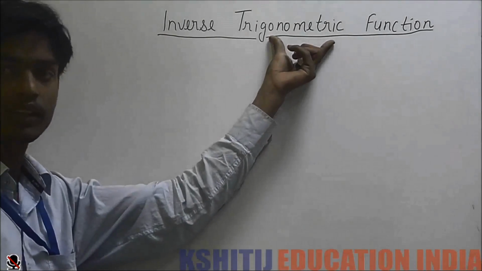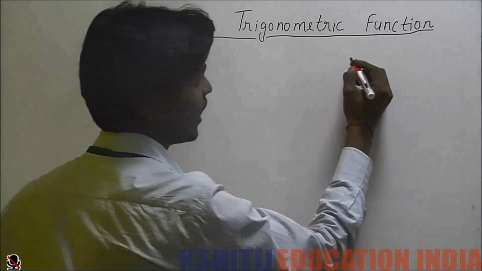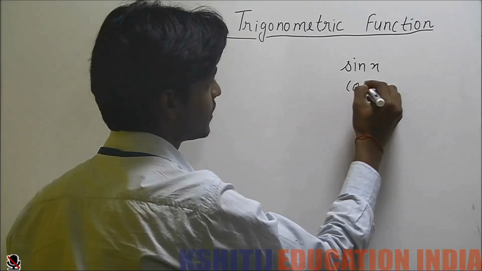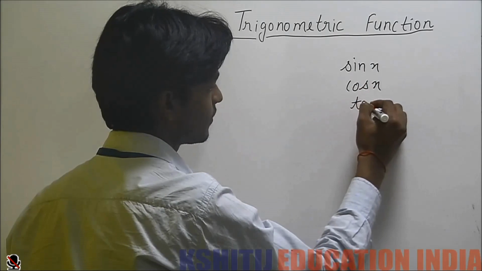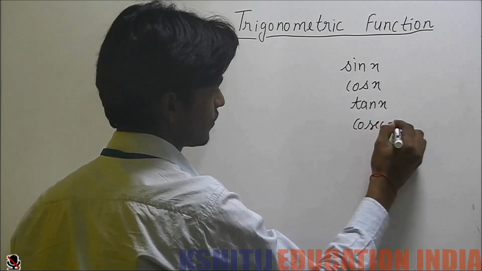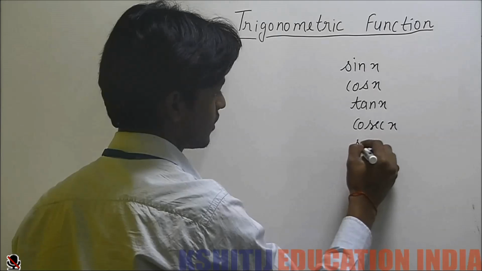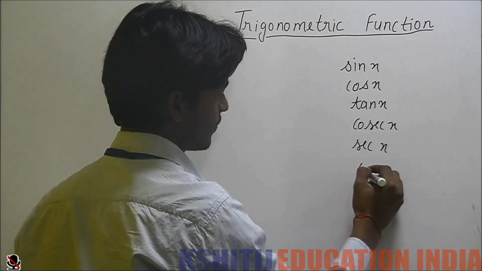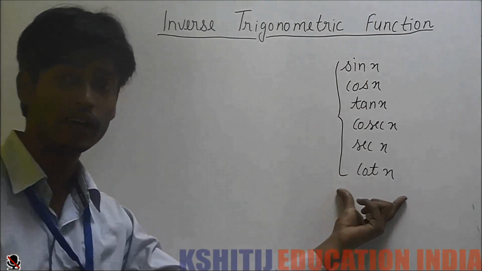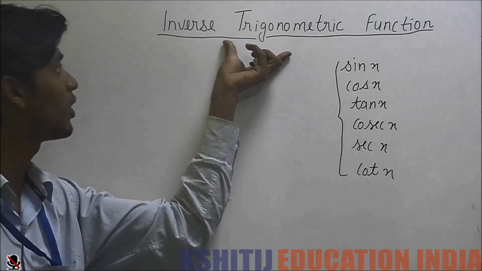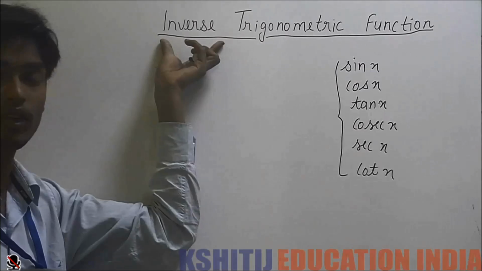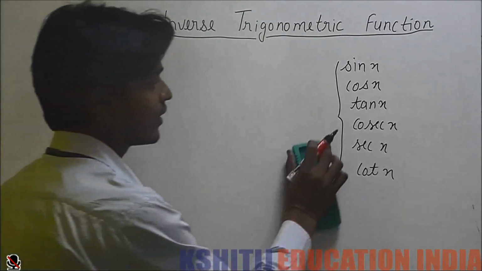And we know that the trigonometric functions generally are sine terms, cos terms, tan terms. These are our trigonometric terms. Now we have to discuss the inverse trigonometric function. Before that, we have to be clear about what the inverse of any function is.